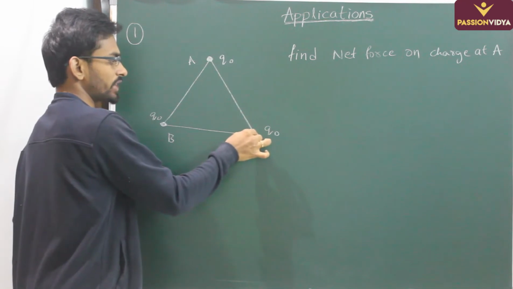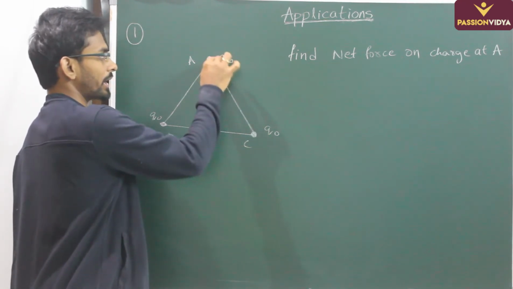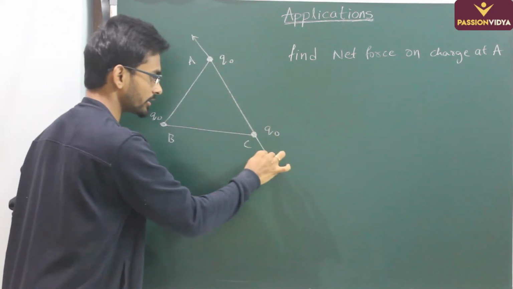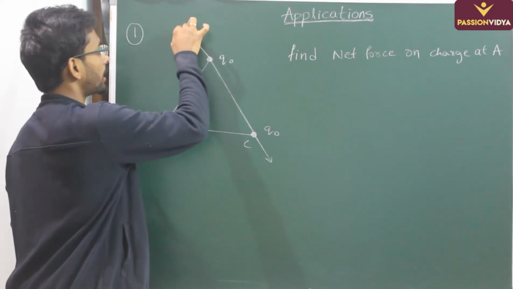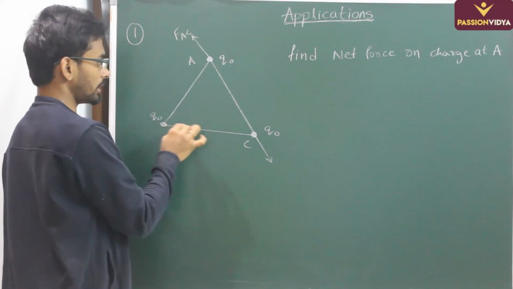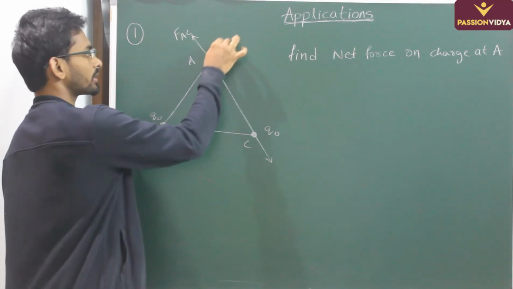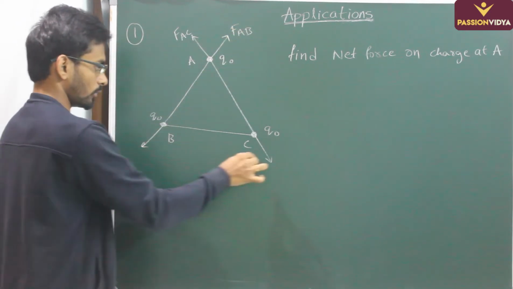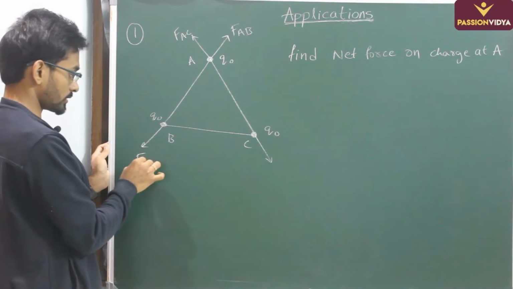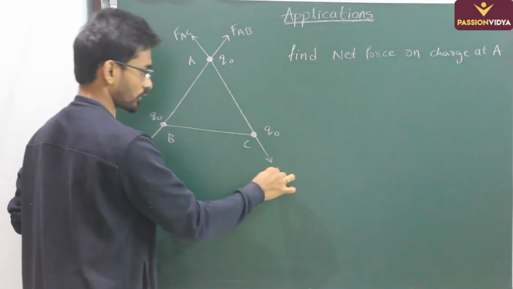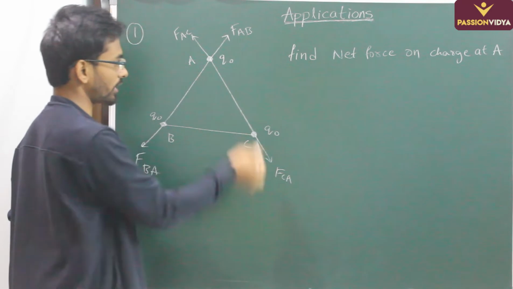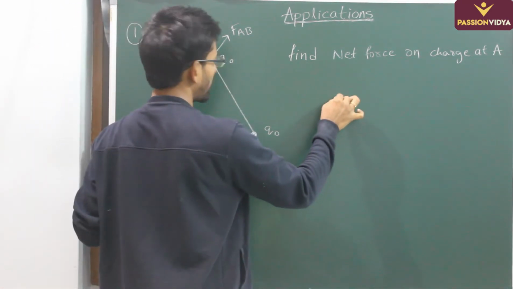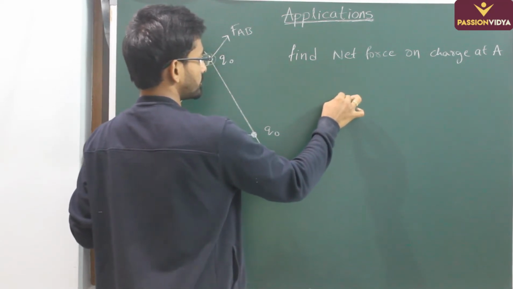So charge at A and charge at B interact. As these two are like charges, the force will be repulsive, and this is force on A due to C, and similarly these two charges interact, so force on A due to B, and this will be force on B due to A, and this is force on C due to A. Action reaction.